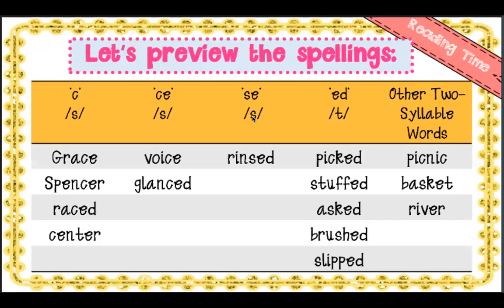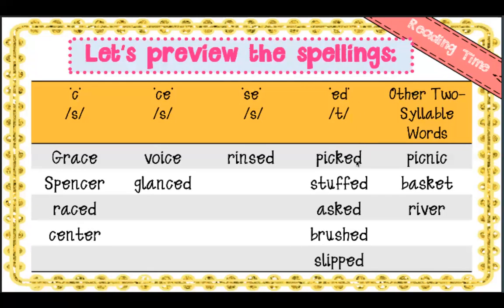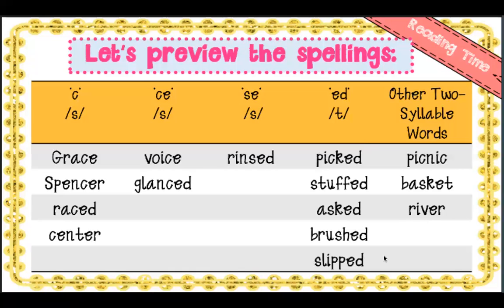Another way to spell the sound would be with the letters S-E. And there's one example in the story, and it is rinsed. And then we know that ED has multiple sounds, but in this story, we're going to focus on ED making the t sound. So here are some examples. We have picked, stuffed, asked, brushed, and slipped. We know when we add ED to the end of words, like here, that makes the word past tense, meaning it already happened.